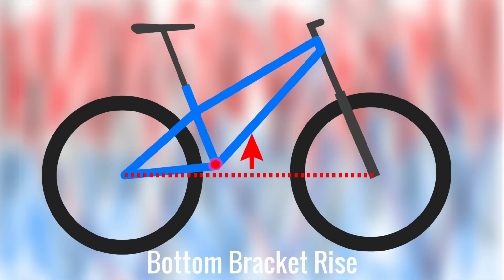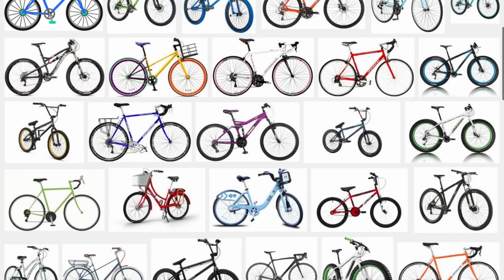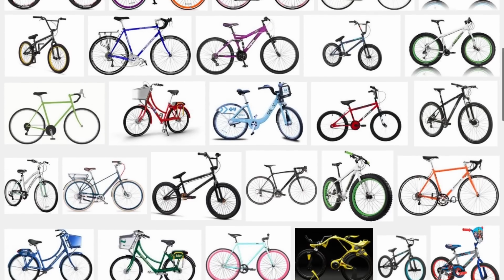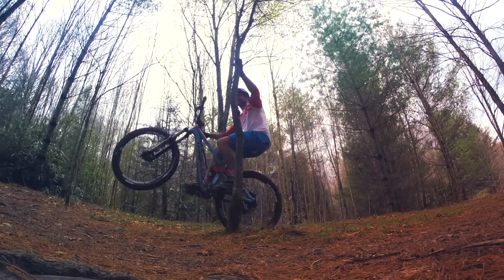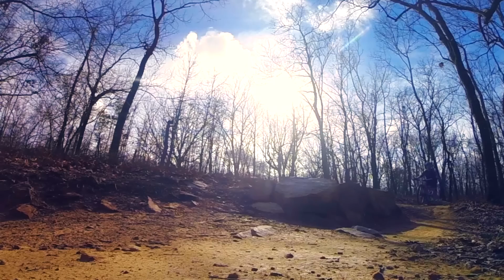Bottom bracket rise is most common on trials bikes. This is one of the reasons why trials bikes are not the best feeling bikes outside of a trials environment. So after watching this video, hopefully you understand that bicycle geometry is actually very complicated. And in this video, we were only talking about basic bike geometry. So when buying a new bike, it is crucial that you understand what kind of riding discipline you're going to be doing. That way you can buy the best bike suited for you.